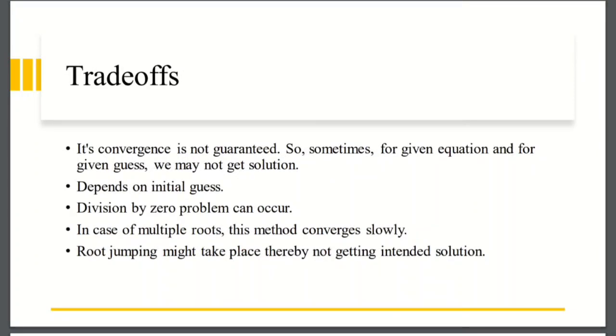And the trade-offs of Newton's iterative optimization: in some cases convergence is not guaranteed. For a given equation, the chosen guess may not reach the solution. The whole process depends on the initial guess, and sometimes the derivative may be 0 for finding a root, and the double derivative may be 0 for finding minima. If the function contains multiple roots, it converges slowly. In some cases, root jumping may occur. These are the trade-offs of Newton's optimization.